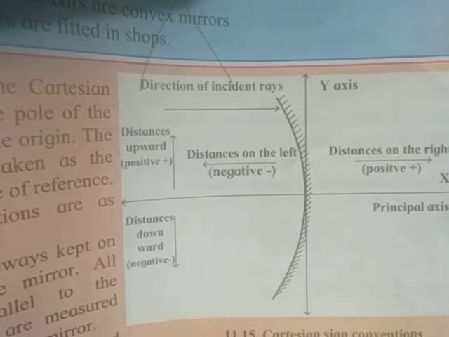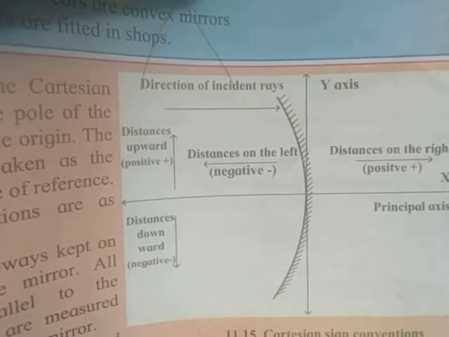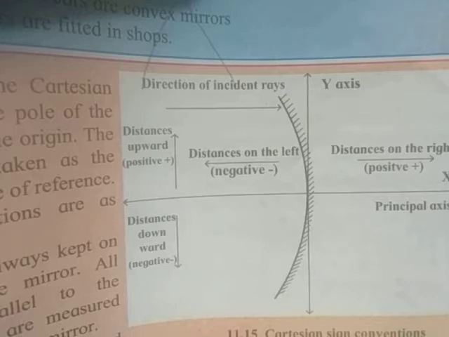Let us see how we can come to know what can be the signs of the object distance, image distance, the height of the image, or the height of the object. Fine. So now let us proceed further.